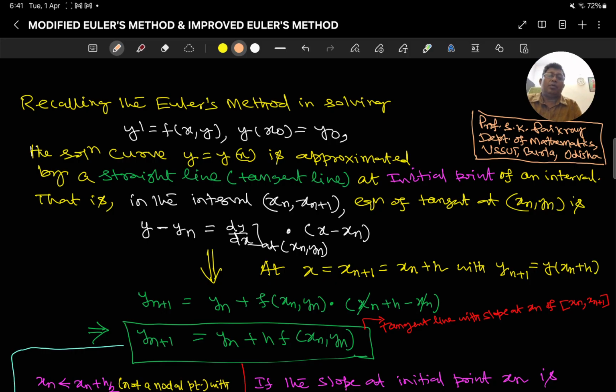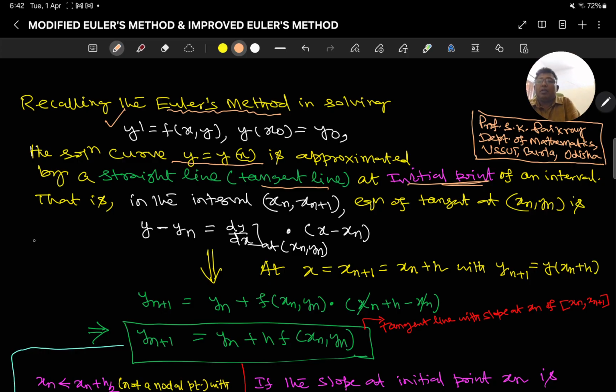Also in this lecture the detailed derivation and fundamental knowledge are provided. However, for solving the problem you just remember the formula for the corresponding method and apply it in solving the problem. So now if we recall the Euler's method, basically we use it to solve the first order differential equation of this form. As you know, the solution curve here is approximated by the tangent line at the initial point of the given interval.